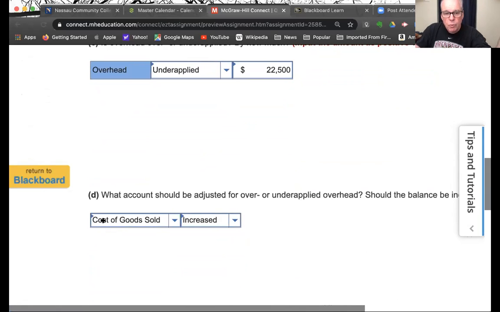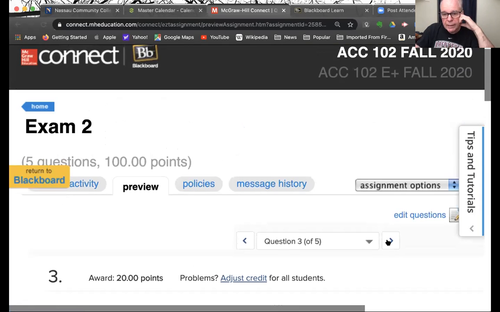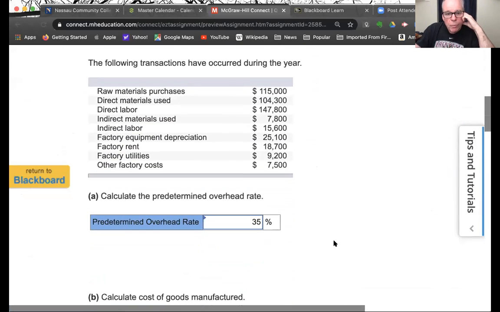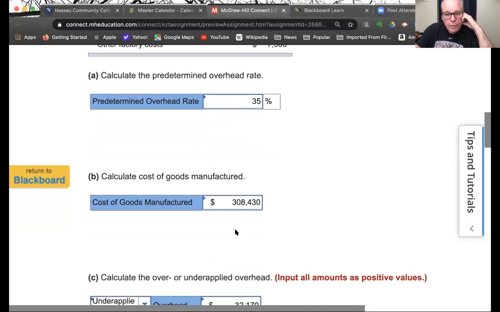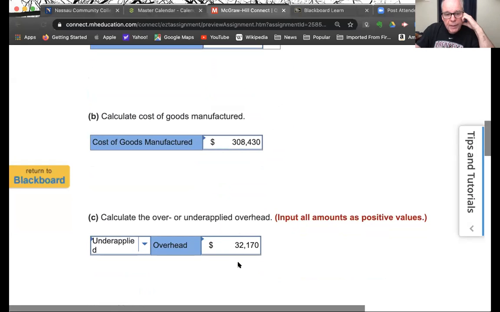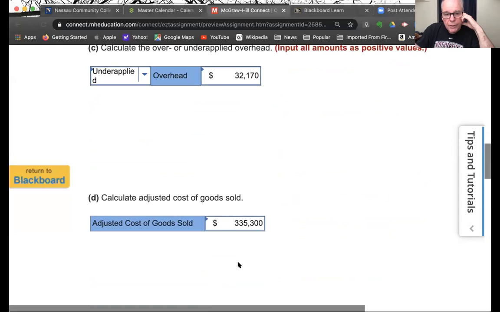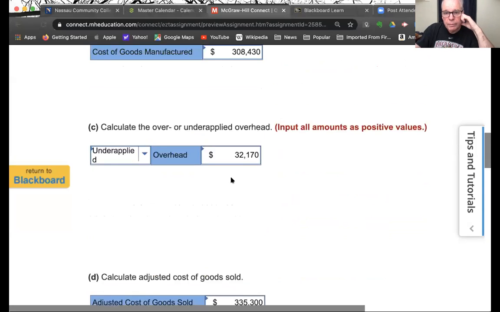It goes against cost of goods sold. Sometimes it's increased, sometimes it's decreased. But again, we'll see that later today. Okay, what do they want here? Calculate the overhead rate, calculate the cost of goods manufactured, calculate the over or under applied overhead, calculate the adjusted cost of goods sold, right? The adjusted cost of goods sold will include this over or under applied overhead.